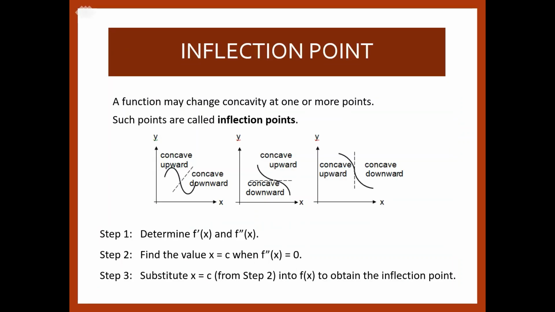The last section of the lesson today is on inflection points. A function may change concavity at one or more points. Such points are what we call inflection points. To determine the inflection point, first of all, you need to identify f prime x and f double prime x. Next, find the value of x equal to c when f double prime x equal to 0, and substitute x equal to c into f of x to obtain the inflection points.